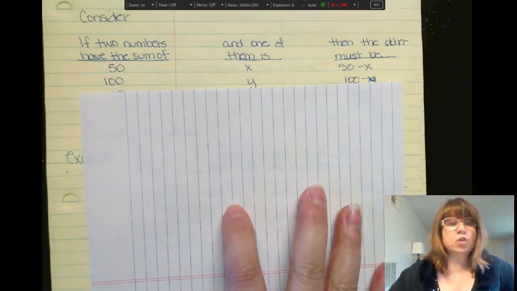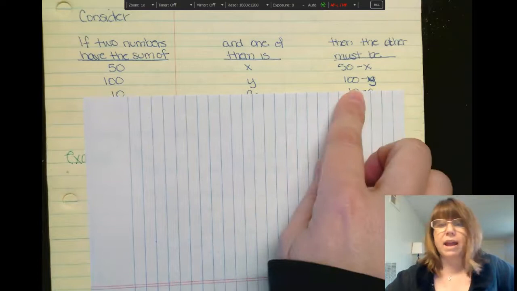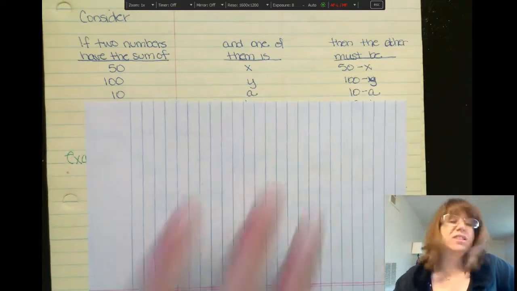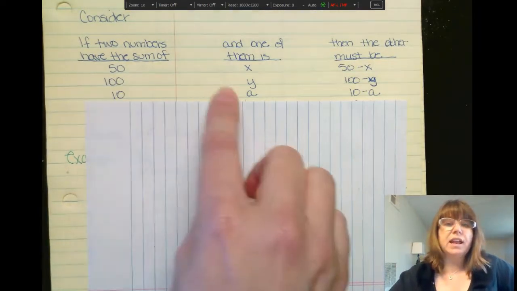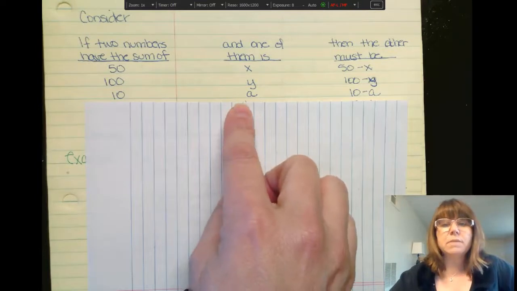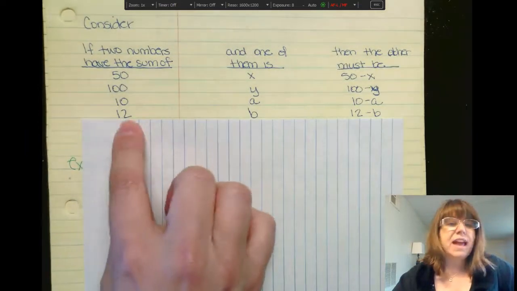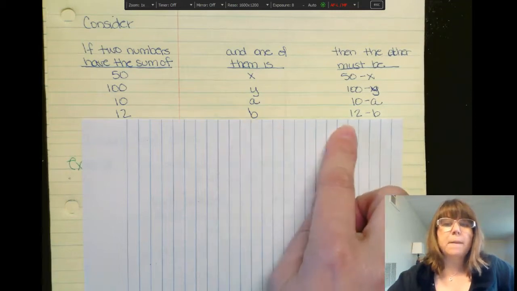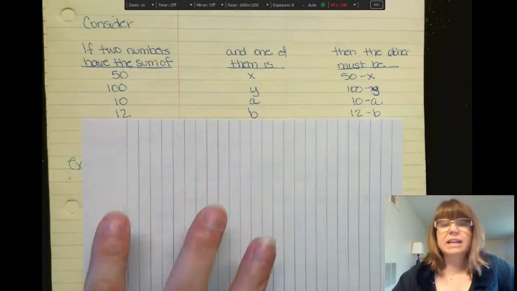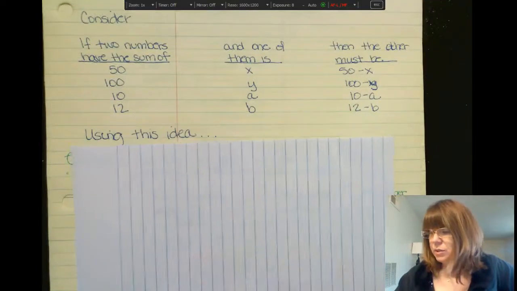Likewise, if we have two numbers that have the sum of 100, one of them is y, the other one must be 100 minus y. You'll see a pattern coming up here. If two numbers have the sum of 10, and I'm calling one of them a, then the other one must be 10 minus a. Likewise, if they add up to 12, and I'm calling one of my numbers b, then my other number is 12 minus b. Now, knowing that kind of pattern, let's use it.